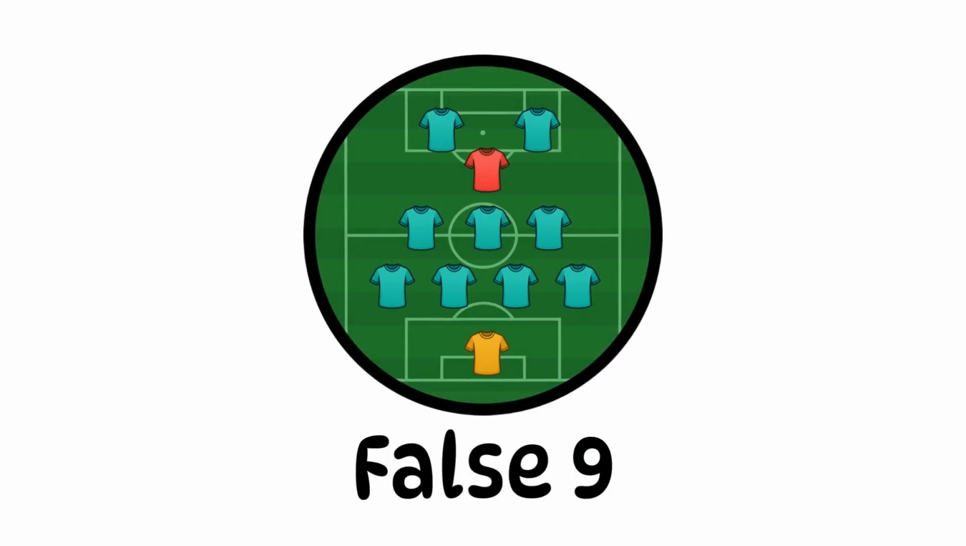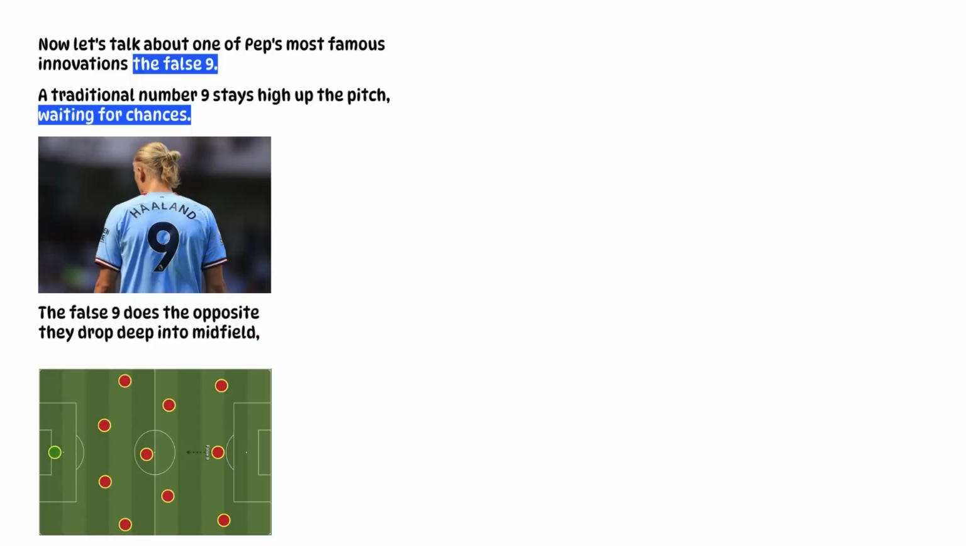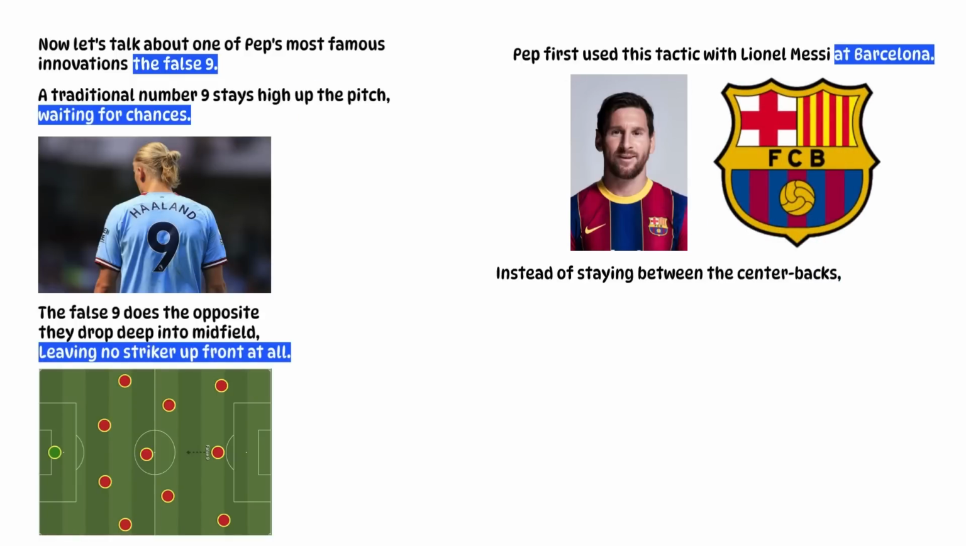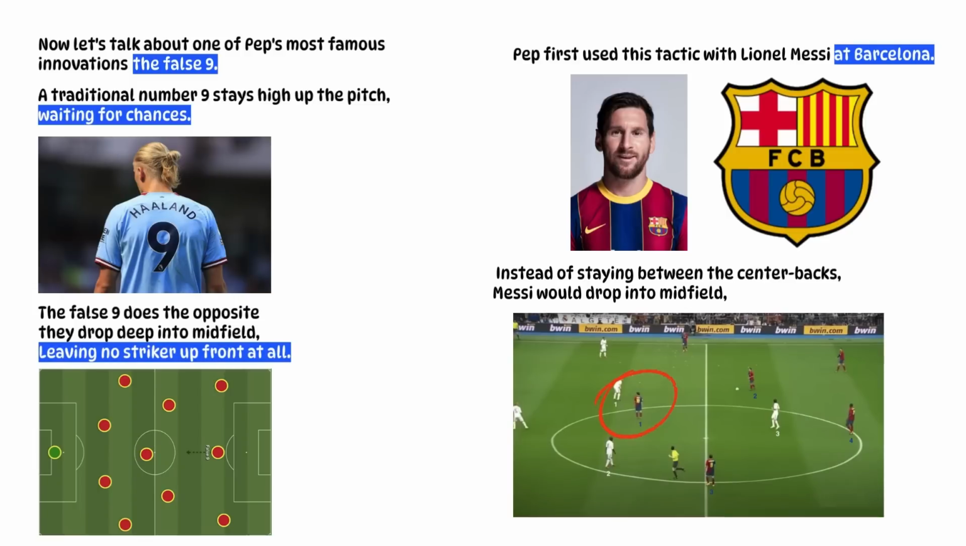False 9. Now let's talk about one of Pep's most famous innovations, the false 9. A traditional number 9 stays high up the pitch, waiting for chances. The false 9 does the opposite. They drop deep into midfield, leaving no striker up front at all. Pep first used this tactic with Lionel Messi at Barcelona. Instead of staying between the centre-backs, Messi would drop into midfield, leaving a huge gap up front.